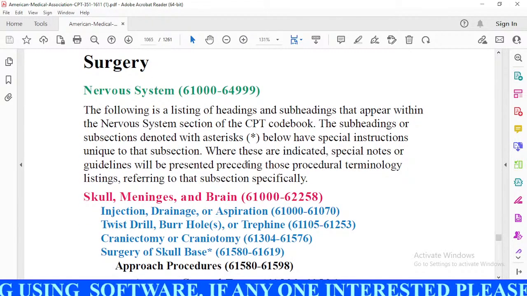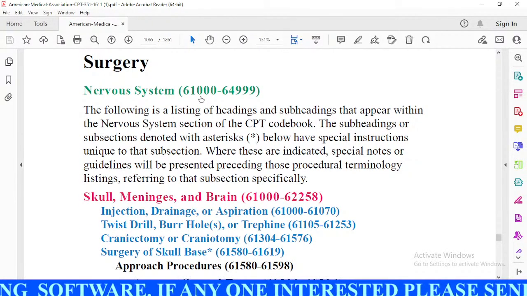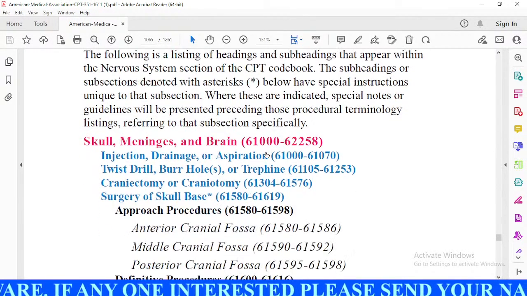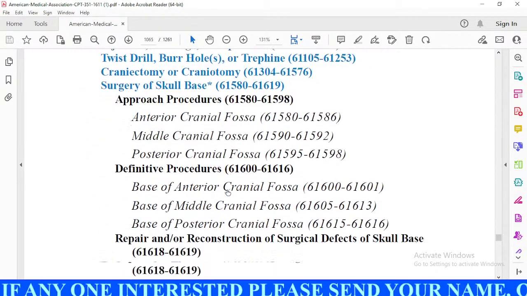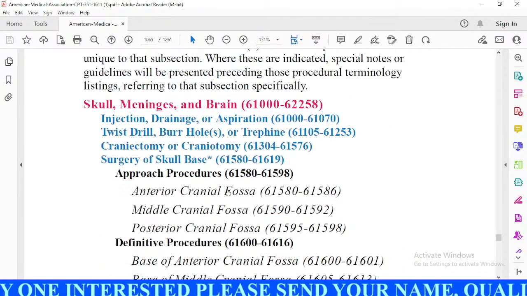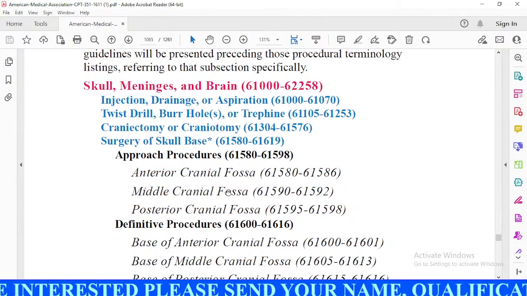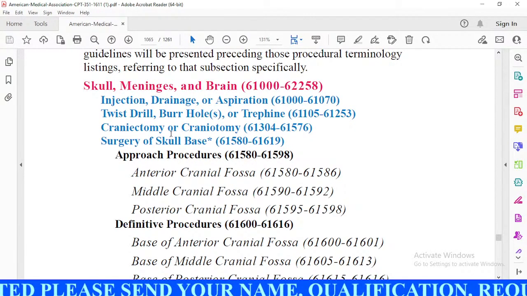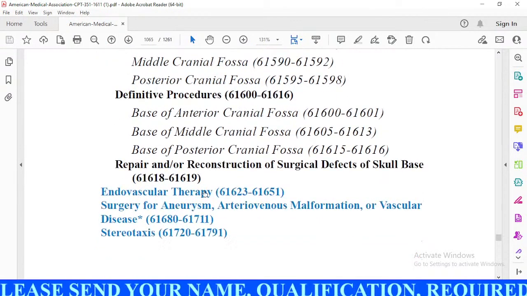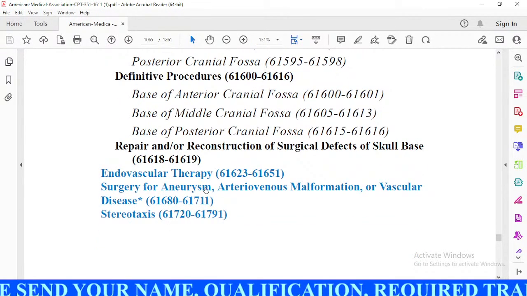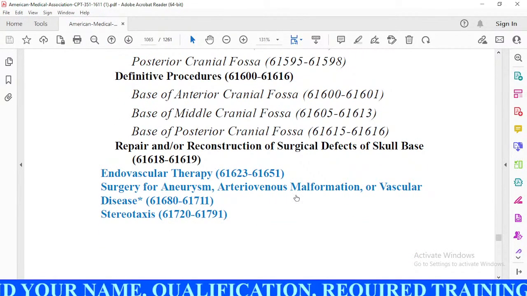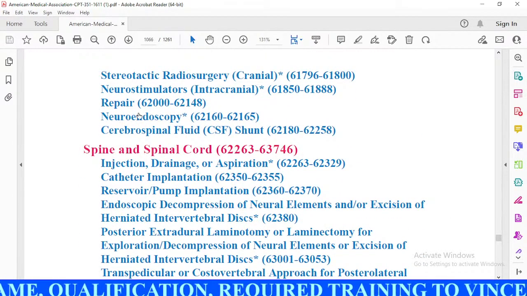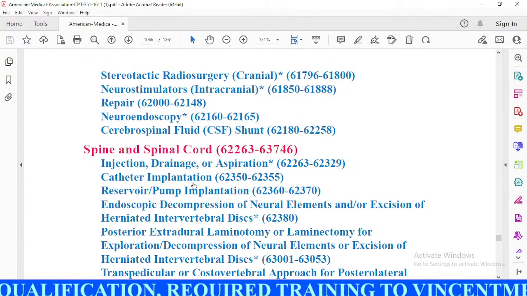Okay guys, in the nervous system we have codes 61000 to 64999. First we will start with skull, meninges and brain. Under skull, meninges and brain we have multiple procedures, like injections, twist drill, craniectomy, craniotomy, endovascular therapy, surgery for aneurysm, arteriovenous malformation, vascular disease, stereotactic guidance, neurostimulators, repair, neuroendoscopy, cerebrospinal fluid.